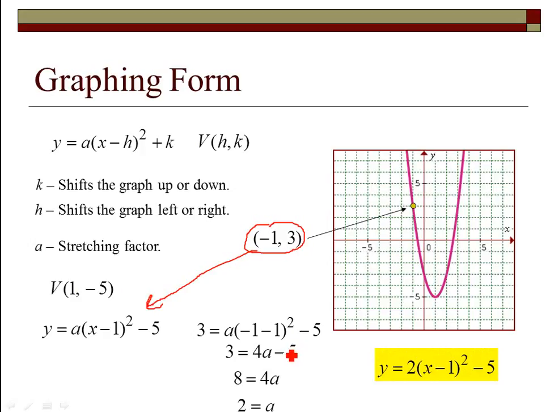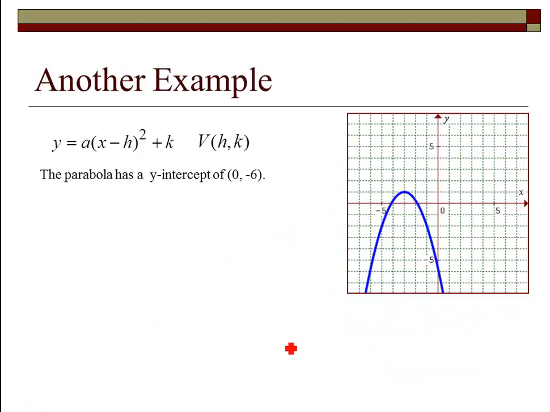Okay, let's look at another example. We want to get into this format, the graphing form, and we're told this parabola has a y-intercept at 0, -6. So I look at my graph. I can see the vertex is at -3, +1. I plug it into my equation. So y equals a times x plus 3 squared plus 1. Remember, it's the opposite for the x shift, the shift back and forth.